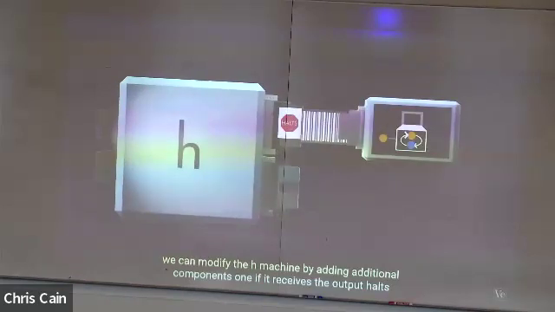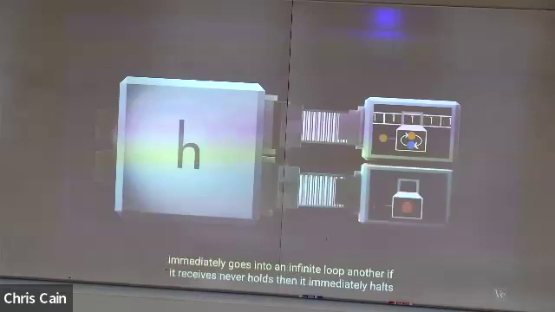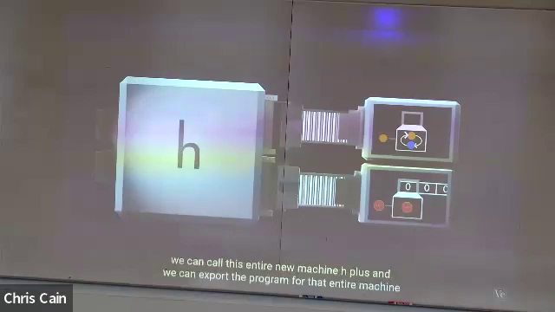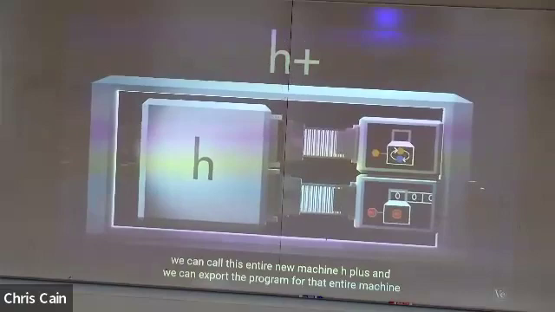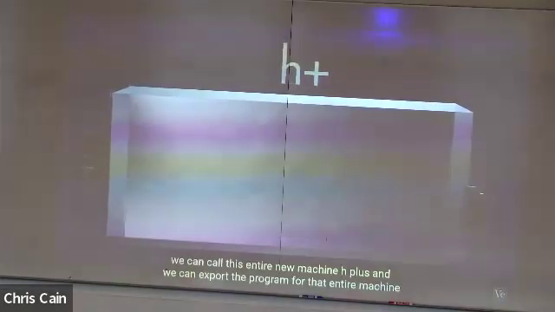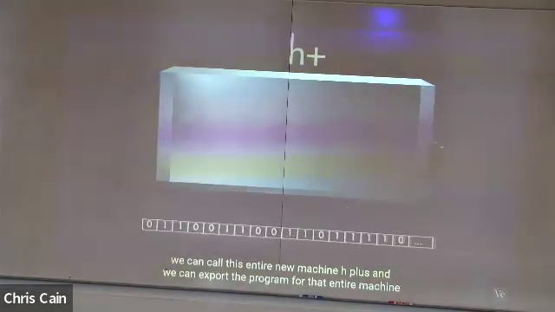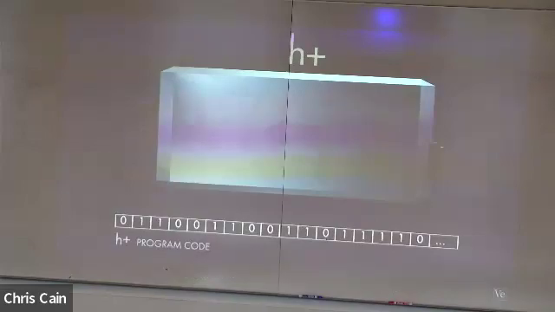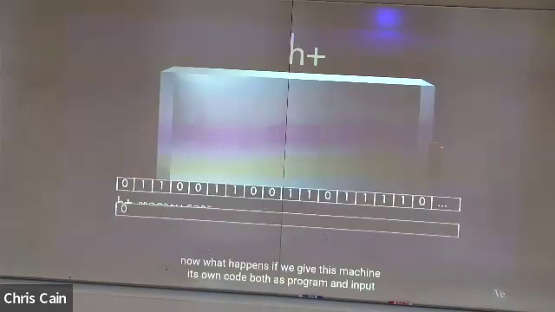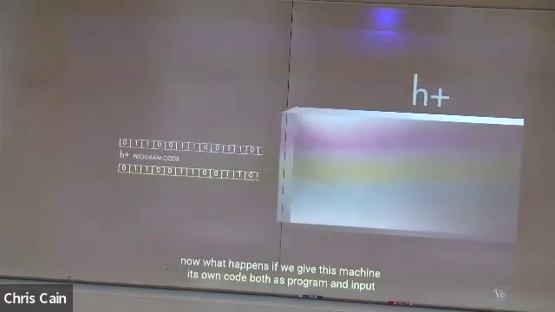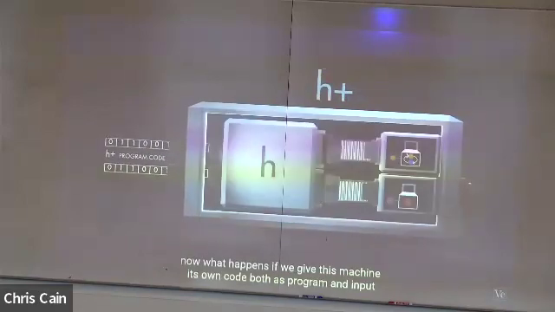Now, we can modify the H machine by adding additional components. One, if it receives the output halts, immediately goes into an infinite loop. Another, if it receives never halts, then it immediately halts. We can call this entire new machine H plus, and we can export the program for that entire machine. Now, what happens if we give this machine its own code, both as program and input?